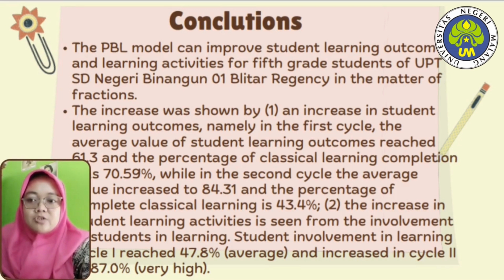The increase was shown by an increase in student learning outcomes, namely in the first cycle, the average value of student learning outcomes reached 61.3 and the percentage of classical learning completion was 70.59%, while in the second cycle the average value increased to 84.31 and the percentage of complete classical learning is 43.4%.